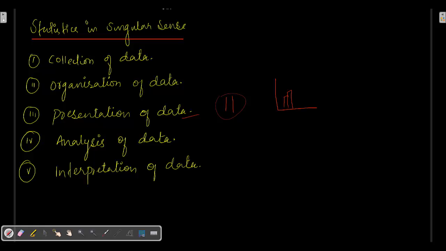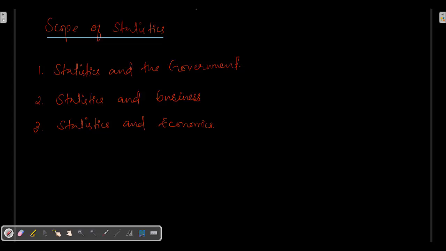Now, next we will study the scope of statistics. The scope of statistics is very vast and is continuously increasing with increasing competition, a shrinking world, and advancement of technology. So it is not confined to one scope, it is not fixed or rigid, but it is always continuously expanding because of the increasing competition.